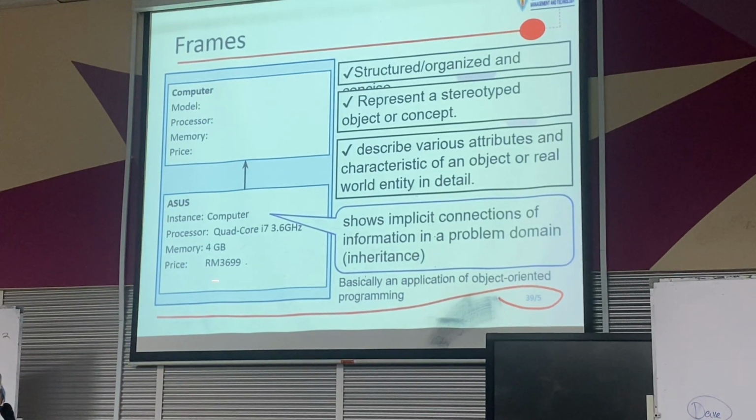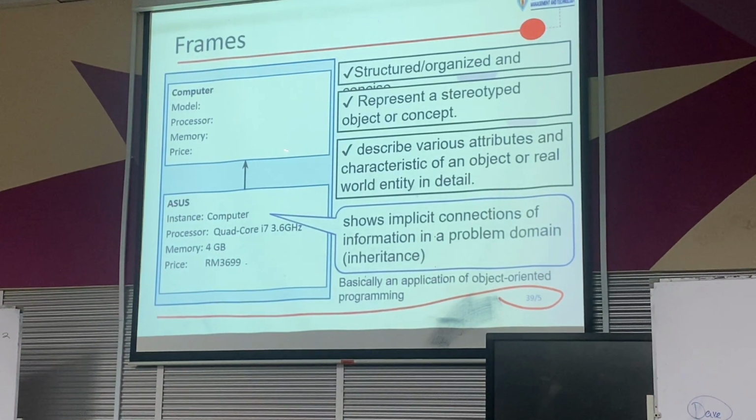In this case, we know that you have a class or superclass called computer, and computer has a stereotype of attributes called model, processor, memory, price, and we have an arrow to show a relationship. Okay, ASUS is just one example of a computer. The superclass of ASUS is computer, and then you can put the so-called values. What are the properties of the ASUS?